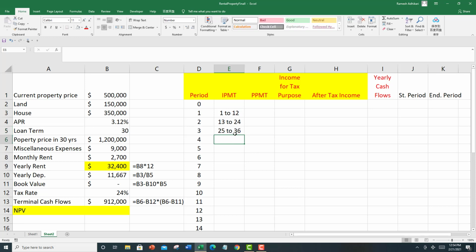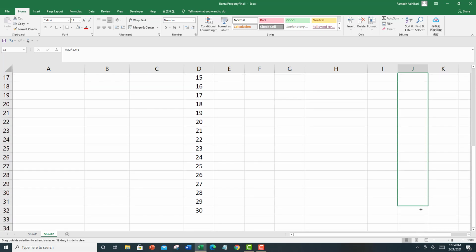So for that purpose, I have created two columns here, column J and column K. Column J for the starting period and column K for the ending period. You can simply type the numbers like 1, 13, and 25. Okay, you can do that, or you can also use a formula. For example, to compute the starting period for year 1, you take the prior period, which is 0, times 12 plus 1. So if you do this and grab this little square box and drag it, that gives me the starting period.